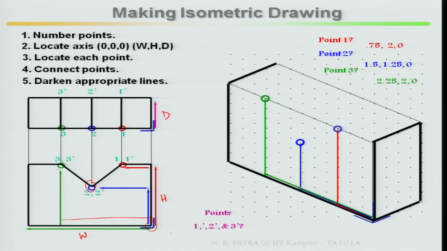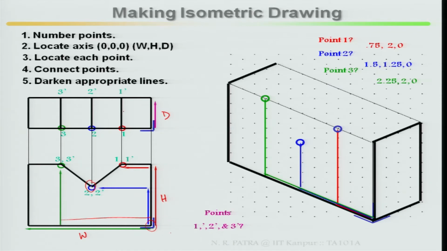Now the next question is, where are your 1 prime, 2 prime and 3 prime? If you look at the figure, in the top view, 1 prime, 2 prime and 3 prime are located in the depth direction and at an equal distance.